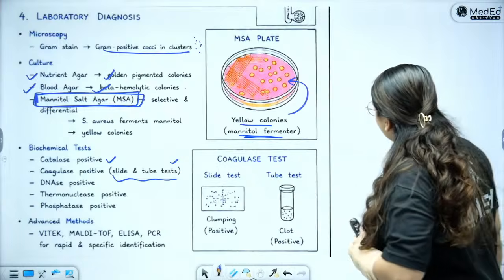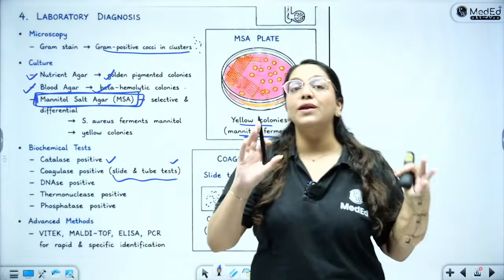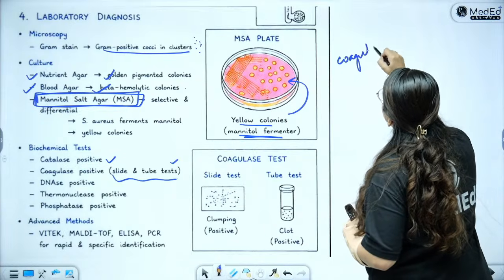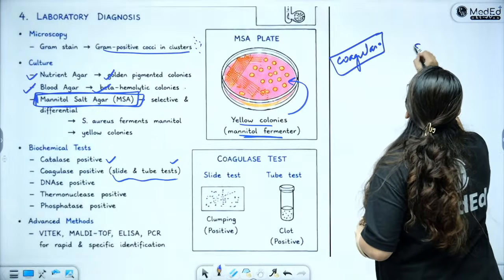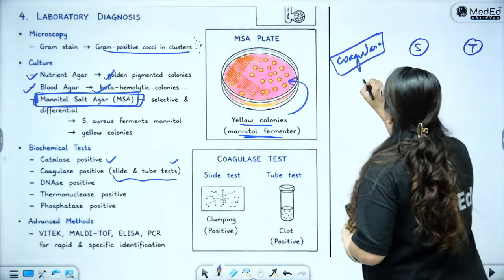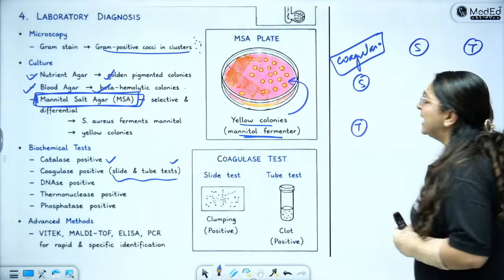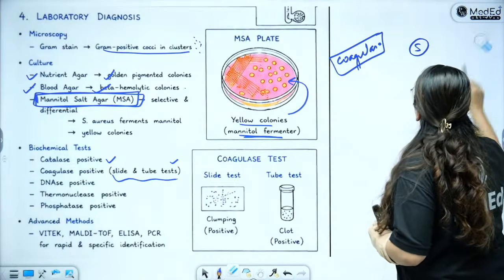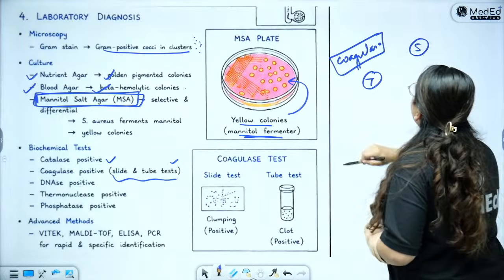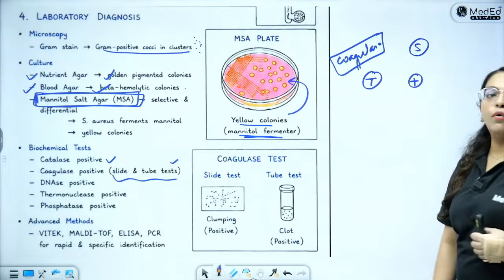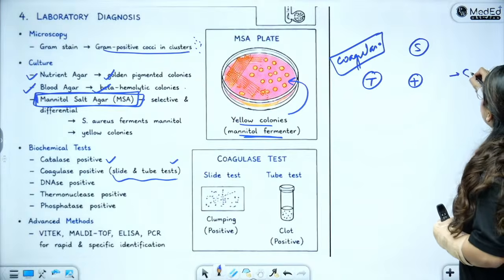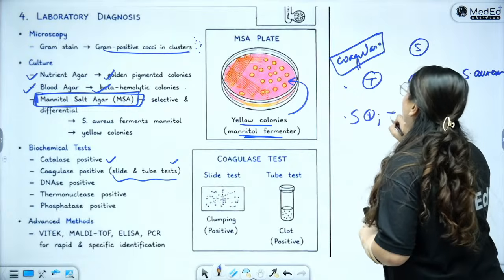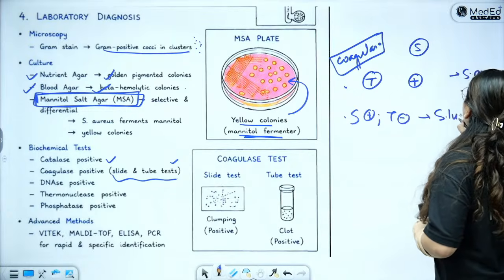Just to flaunt extra knowledge to the examiner, and if you have the time, and only if you have the time, you can draw this table. You can write that I am talking about the coagulase enzyme, and I am telling the examiner that slide and tube. Here I am writing slide, here I am writing tube. If both slide and tube are positive, then this becomes your Staph aureus. If slide is positive but tube is negative, then this is Staphylococcus lugdunensis.